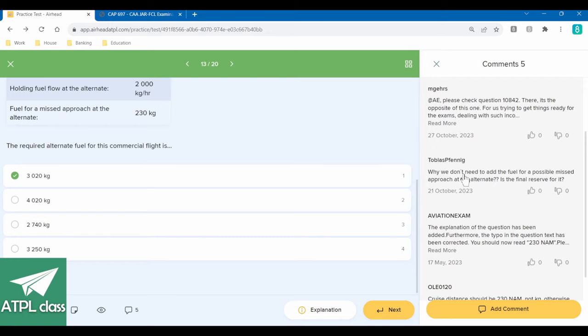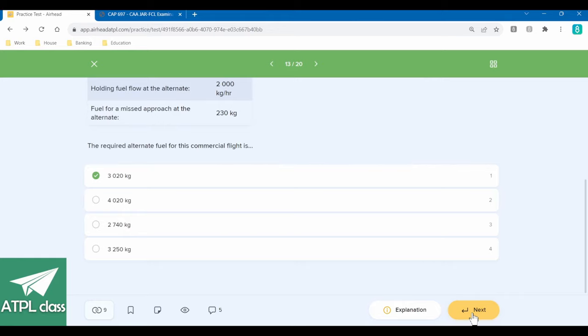Why don't we need to add the fuel for a possible missed approach to the alternate? Is final reserve for it? Yeah, pretty much. Alternate fuel is just for getting you to the alternate.